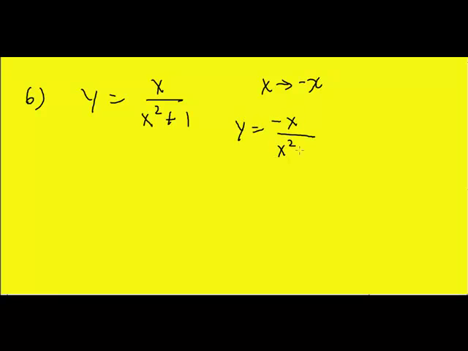Okay. 6. y is equal to x over x squared plus 1. Alright. Let's replace x with a negative x. I'm going to get y is equal to negative x over x squared plus 1. Is that same as this one? No. Is it opposite of the original one? Yes, so it's origin.